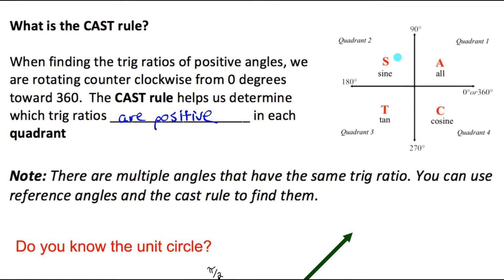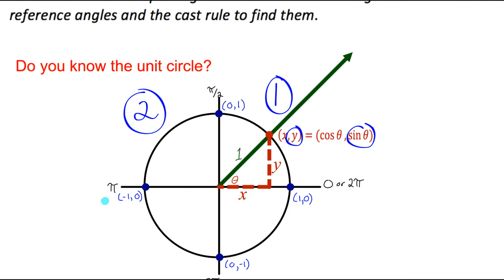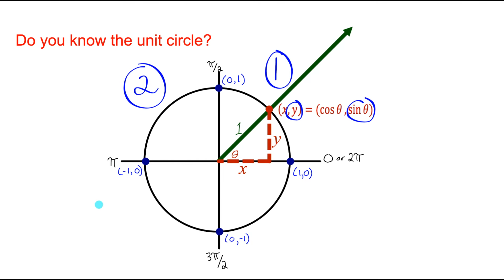Let's look at sine. Sine would be positive in the all quadrant, of course, and in this quadrant. So it would be positive in quadrant 1 and 2. Why? Well, we know the sine ratio is equal to the y coordinate where we intersect the unit circle. And where are y coordinates positive? They're positive above the x-axis. So in quadrant number 1 and quadrant number 2. Where are y coordinates negative? Below the x-axis in quadrant 3 and 4. That's why sine is positive in 1 and 2, but negative in 3 and 4, because y coordinates are positive in 1 and 2, but negative in 3 and 4.